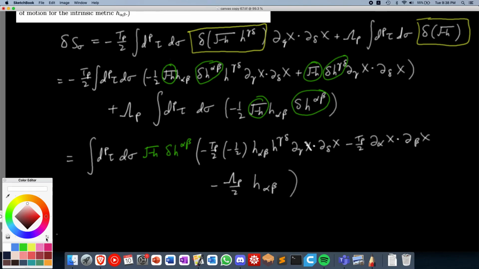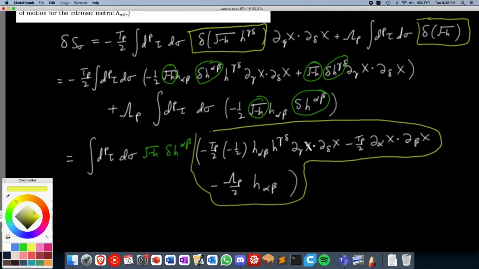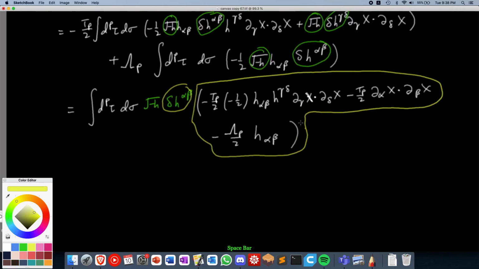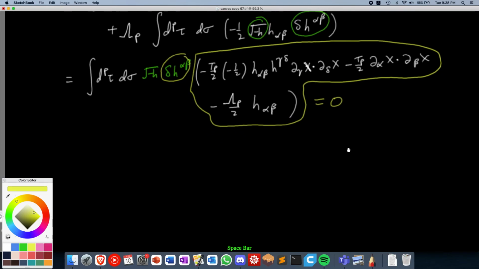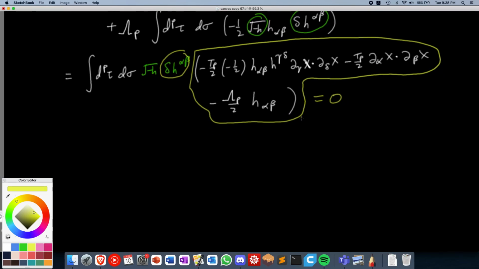So this term gives us the equation of motion already, because this term over here is going to be 0. With respect to arbitrary variations of the metric, in order to keep the action stationary, the only way is for this to equal 0. That's our answer, so now we can write the equation of motion for the metric.